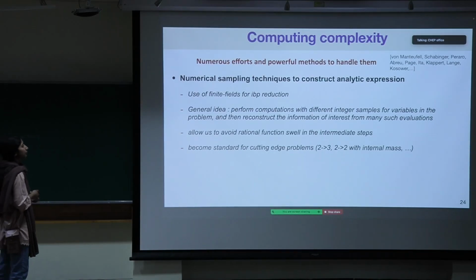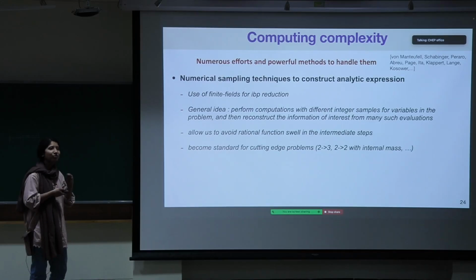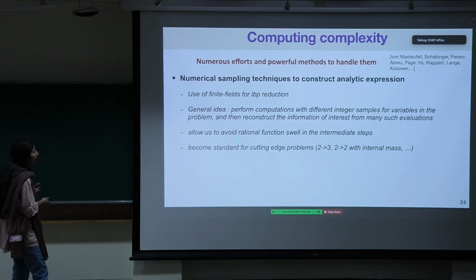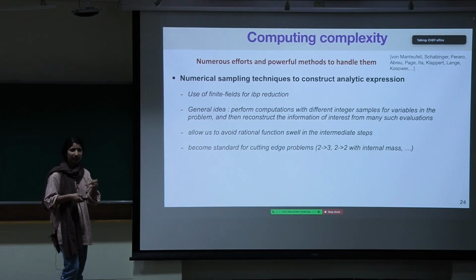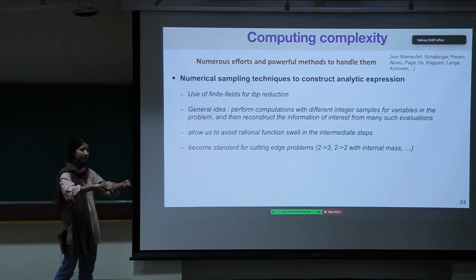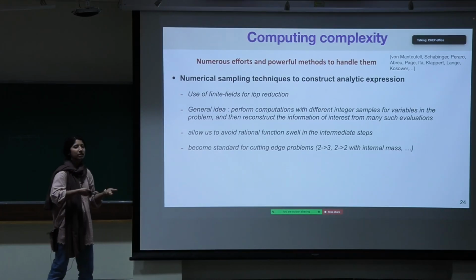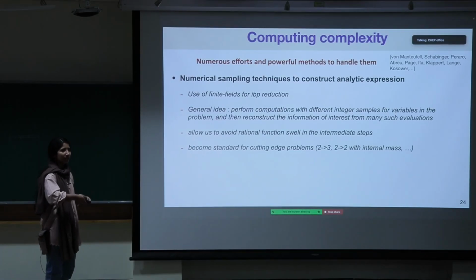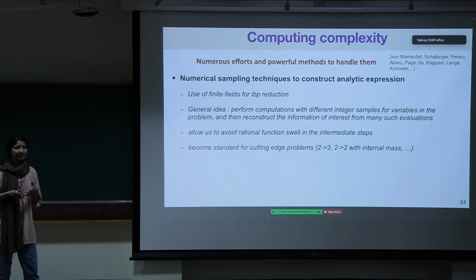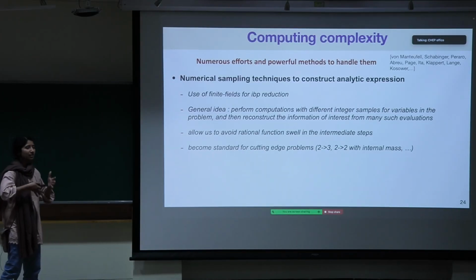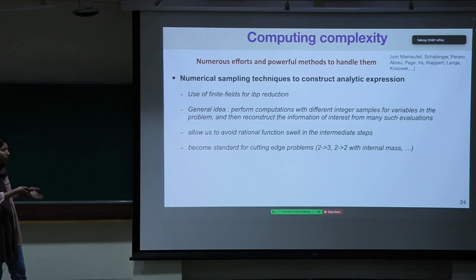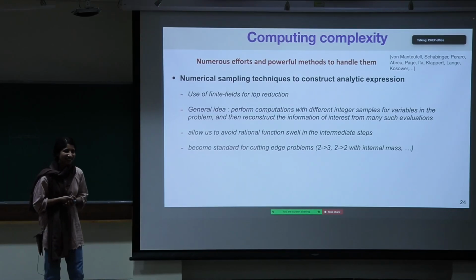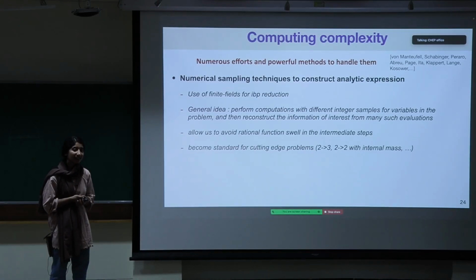And now this technique has become standard for state-of-the-art calculations. We have to go through this numerical sampling. But by doing that, we can avoid the intermediate step when we do this IBP, because the whole system, the IBP, we can do using these numerical samples. That allows us to avoid the rational functions in the intermediate steps, and we only reconstruct the final step, and that gives rise to better looking solutions, or a more compact structure for the huge rational functions.